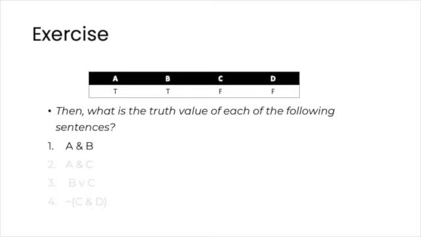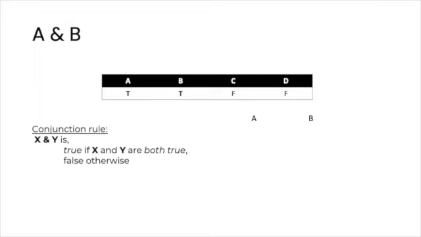Well, we just need to know the values of the component sentences and the way in which the valuation rule of the conjunction works. The valuation rule says that a conjunction is true whenever both conjuncts are true, false otherwise. Now, A ampersand B is a conjunction whose conjuncts are A and B. And as we know, both conjuncts are true. Therefore, A ampersand B is true.